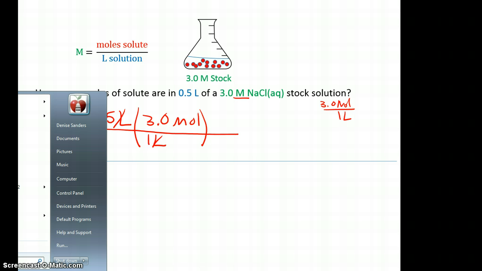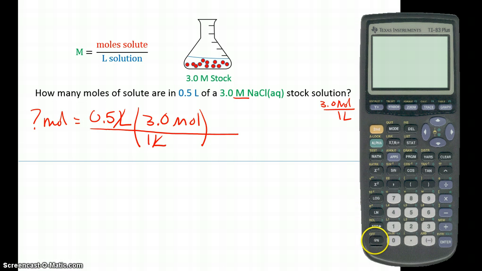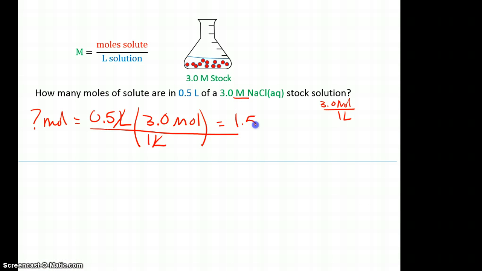So let's pull up our calculator. Let's turn on our calculator. And so we want to take 0.5, we want to multiply it by 3.0. We get 1.5. So this comes out to 1.5 moles of our solute, which is NaCl.